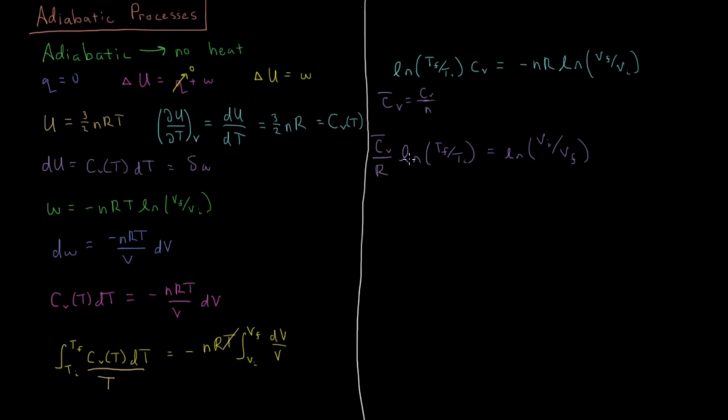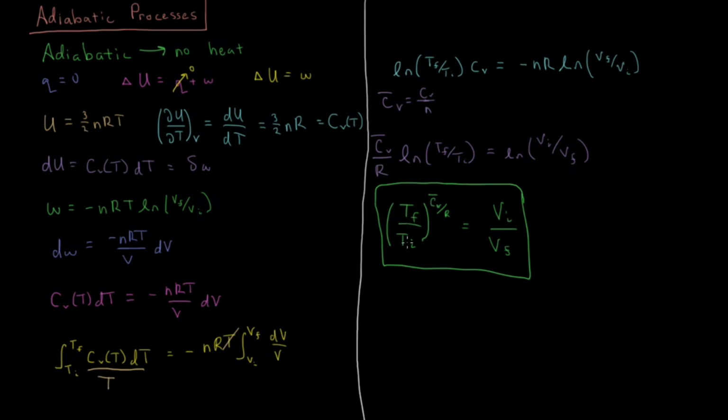Okay, so to get rid of the logarithms, we're going to do e to the power of both sides. So e to this, e to that. That's going to get rid of our logarithms. And our final result we're going to have is T final over T initial to the CV bar over R power is going to equal V initial over V final. Okay, so they're related by kind of this inverse transformation there, and also this power depending on the heat capacity.